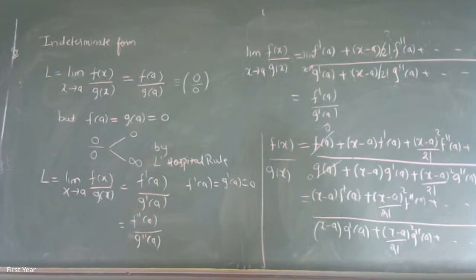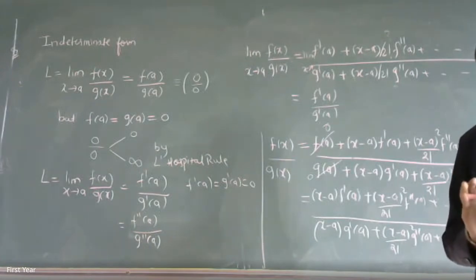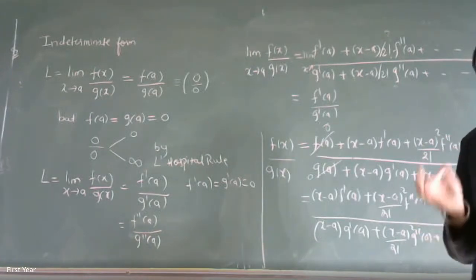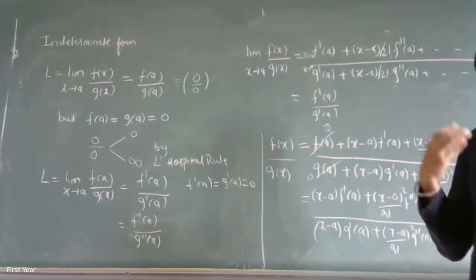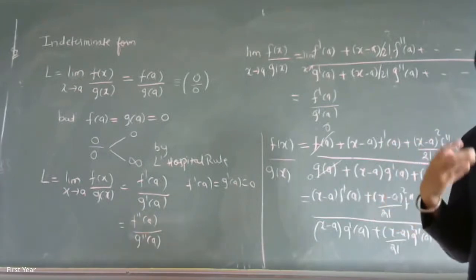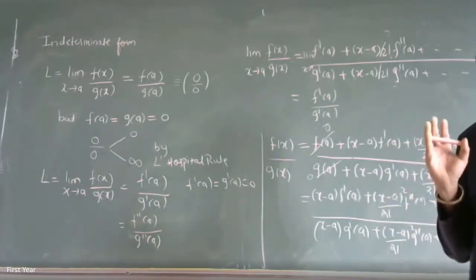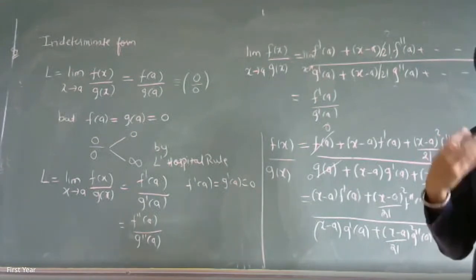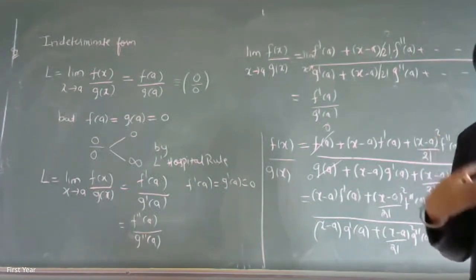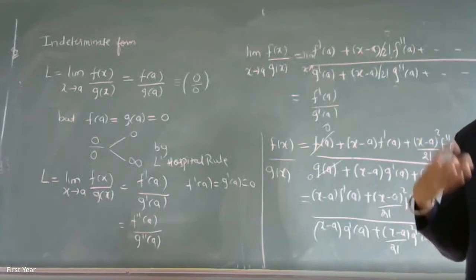So the first form is 0 by 0 and the second form is infinity by infinity. So both of them you can directly apply L'Hospital rule. But the remaining ones you cannot apply L'Hospital rule. So let us see those later on. 0 into infinity. There are 7 indeterminate forms in all: 0 into infinity, infinity minus infinity, 1 raised to infinity, 0 raised to 0, infinity raised to 0. There are 7. But today we are going to see 0 by 0 and infinity by infinity because both of them we can directly apply L'Hospital rule.